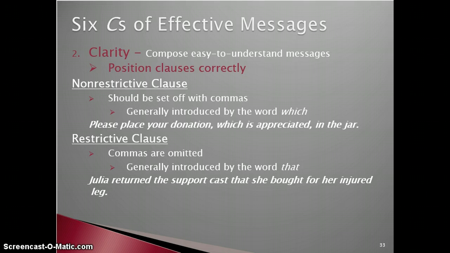For the restrictive clause, commas are omitted, and these clauses are generally introduced by the word that. Julia returned the support cast that she bought for her injured leg. It's descriptive of the support cast and is needed for the meaning of the sentence. Therefore, commas are omitted.